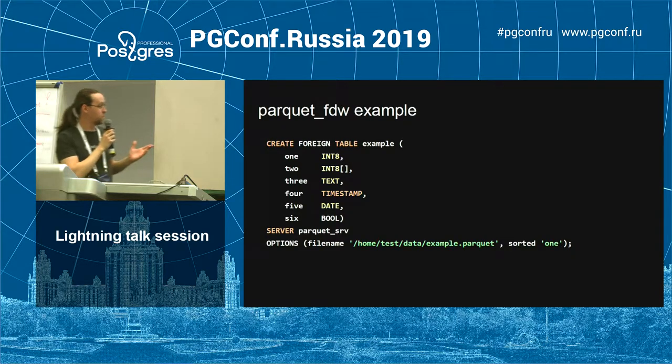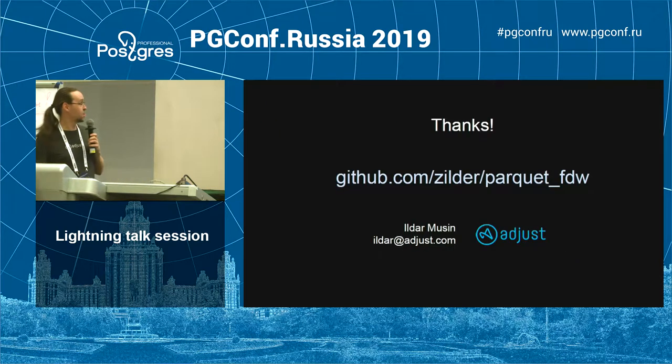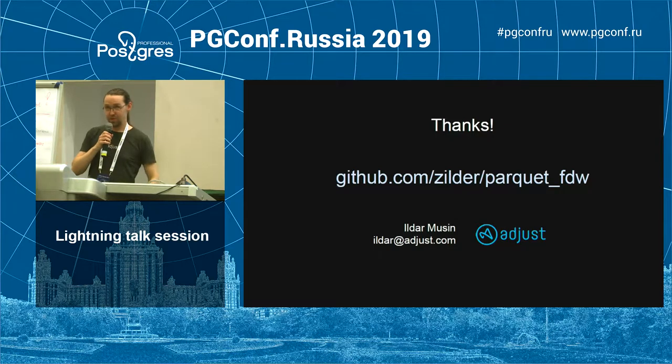This is what it looks like. We provide a name of the Parquet file. The rest is the same as with other foreign data wrappers. We are in active development of the solution, and many things have not been optimized yet. But if anyone wants to join testing or anyone has requests, please join us. Join us at our repository, write about the issues, and thank you.